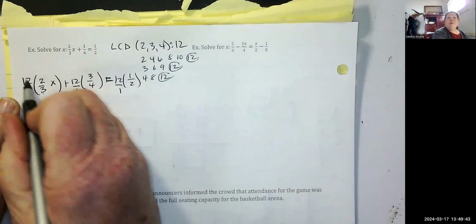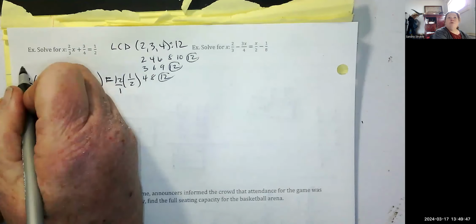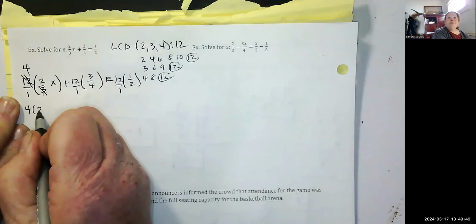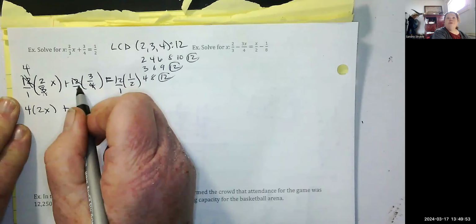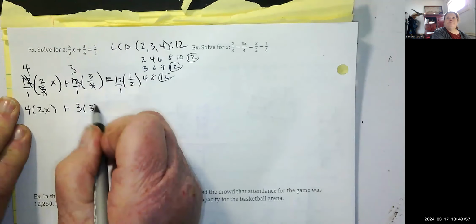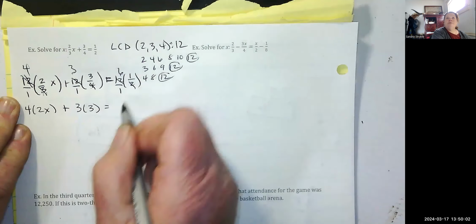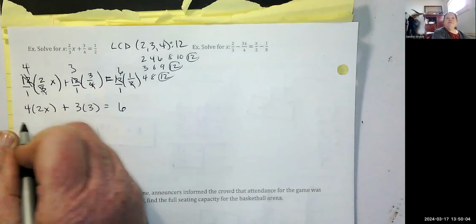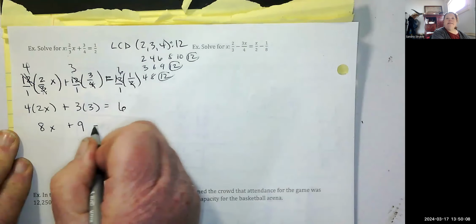So my 12 and my 3 will reduce, which is the idea here. 12 divided by 3 is 4. So this is 4 times 2x. The 12 and the 4 reduce to 3 and 1. So 3 times 3. And the 12 and this 2 reduces to 6. So 6 times 1 is 6. 4 times 2 is 8x. 3 times 3 is 9 is equal to 6.